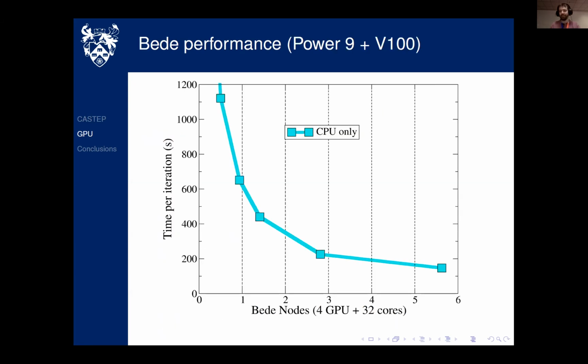Let's assume for now that's a solved problem. Let's parallelize over the bands and K points so we don't have to worry about these parallel FFTs. What do we get? So this is some results for a particular benchmark.